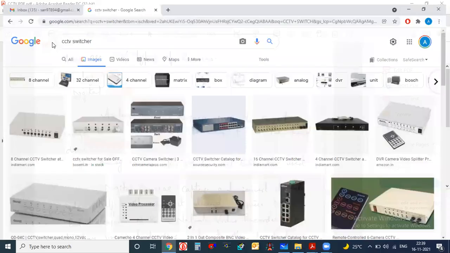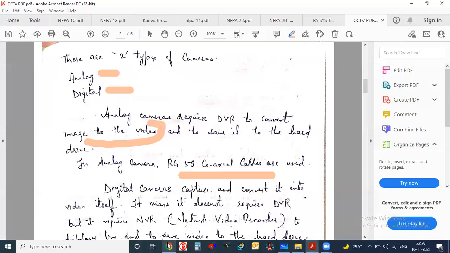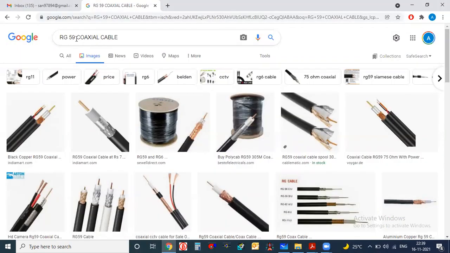I think this is the normal cable, what we use. See, this is the RG59 cable, which is used. Coaxial. Coaxial cable. But in the coaxial cable, again, the category is given RG59.